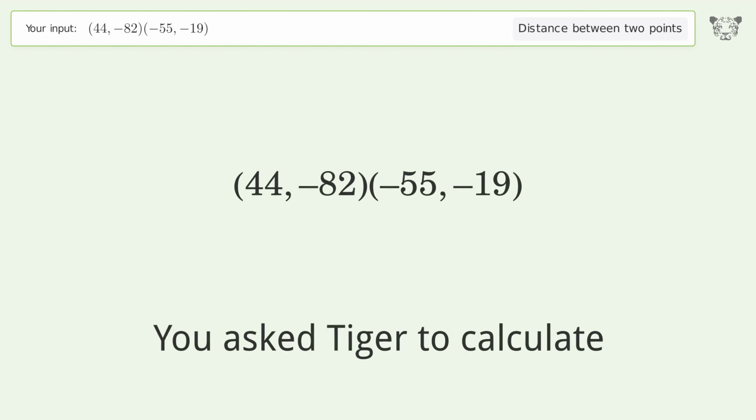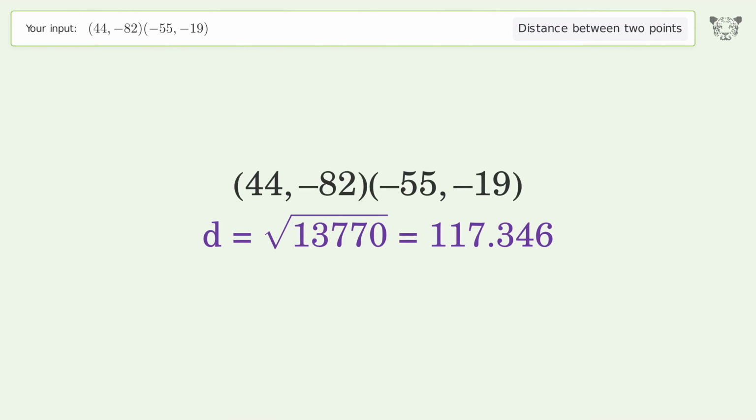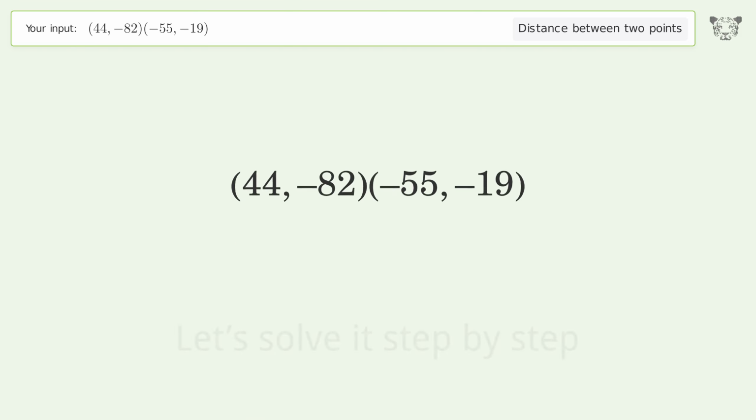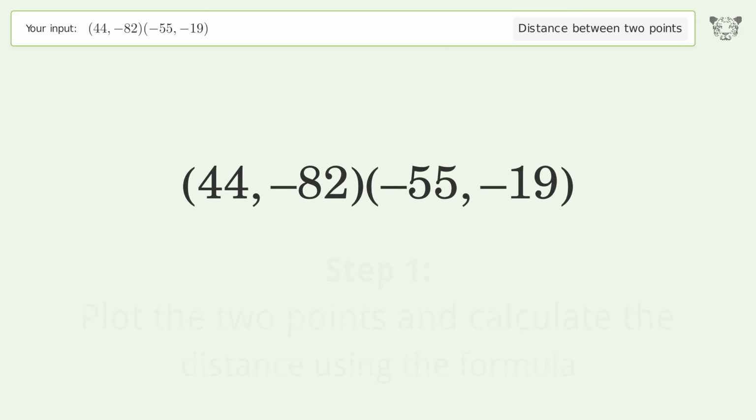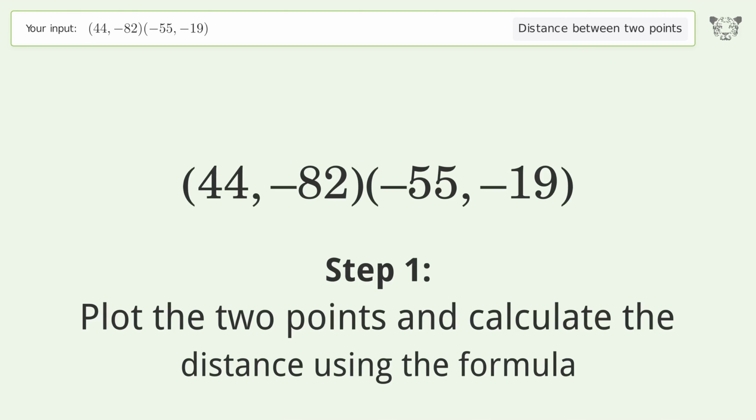You ask Tiger to calculate. This deals with the distance between 2 points. The distance between the 2 points is the square root of 13,770 or 117.346. Let's solve it step by step. Plot the 2 points and calculate the distance using the formula.